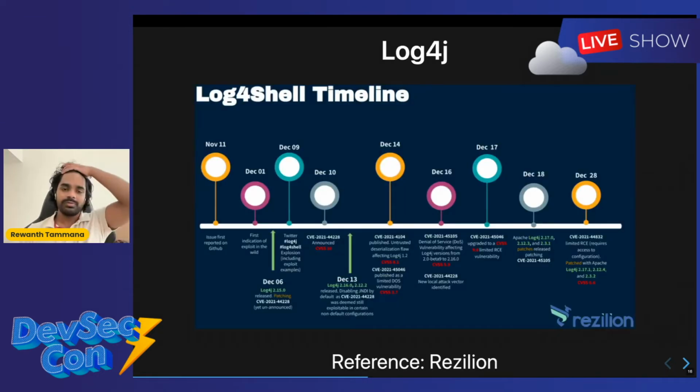And Log4j is one of the most famous vulnerabilities that came in recent times that triggered the entire start of supply chain security and its awareness. So I want you to observe the timelines. The issue was first reported on November 11th, and on December 1st, they first saw this vulnerability being exploited. And on December 13th, the first patch got released. So from December 1st till December 13th, the exploit is available publicly. And even on December 9th, it got exposed on Twitter.